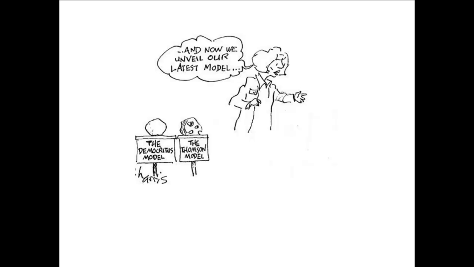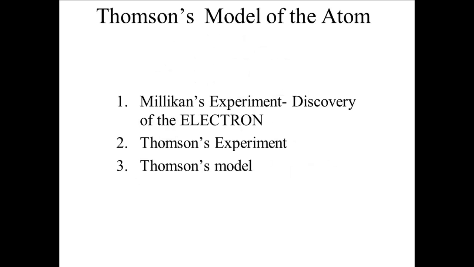Thomson's model of the atom. While it took almost 100 years for a new model of the atom to be proposed, the proposal made significant changes in Dalton's model. We start with Millikan's experiment, the discovery of the electron.